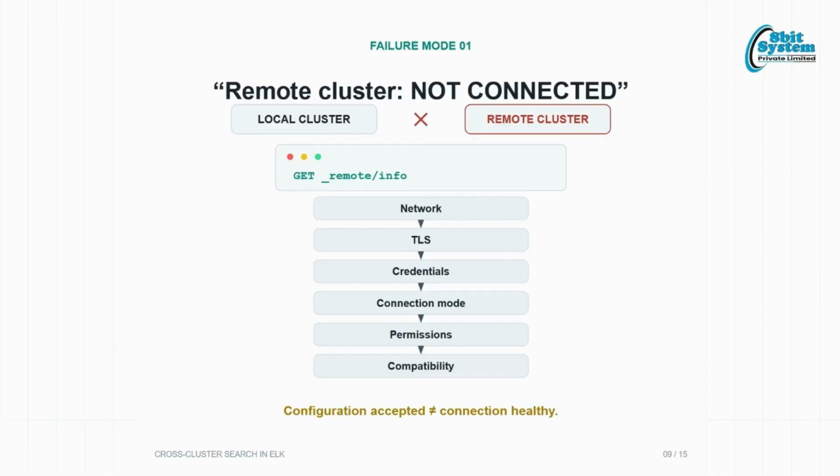A classic CCS problem is remote cluster not connected. Don't immediately start changing random settings. Start with _remote/info. Investigate the usual suspects: network connectivity, TLS credentials, connection configuration, permissions and compatibility. The key lesson is simple. Accepted configuration doesn't automatically mean a healthy connection.